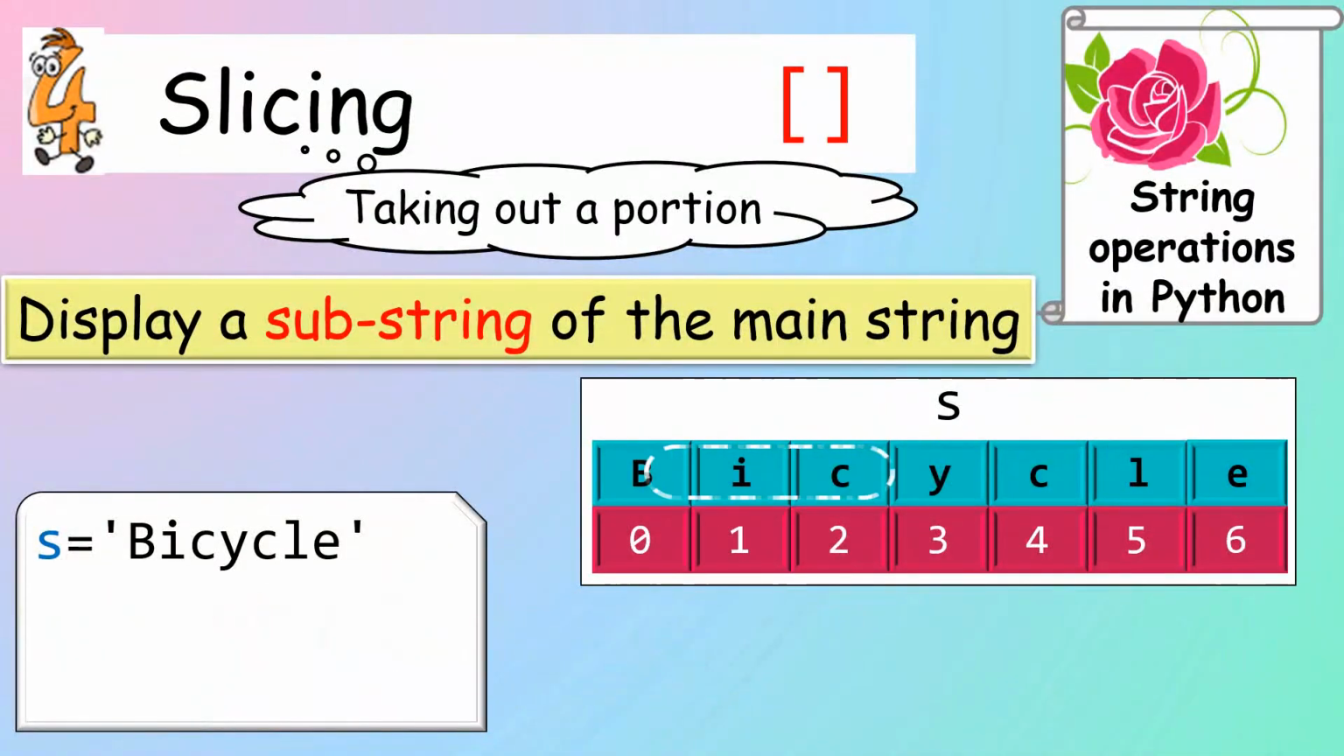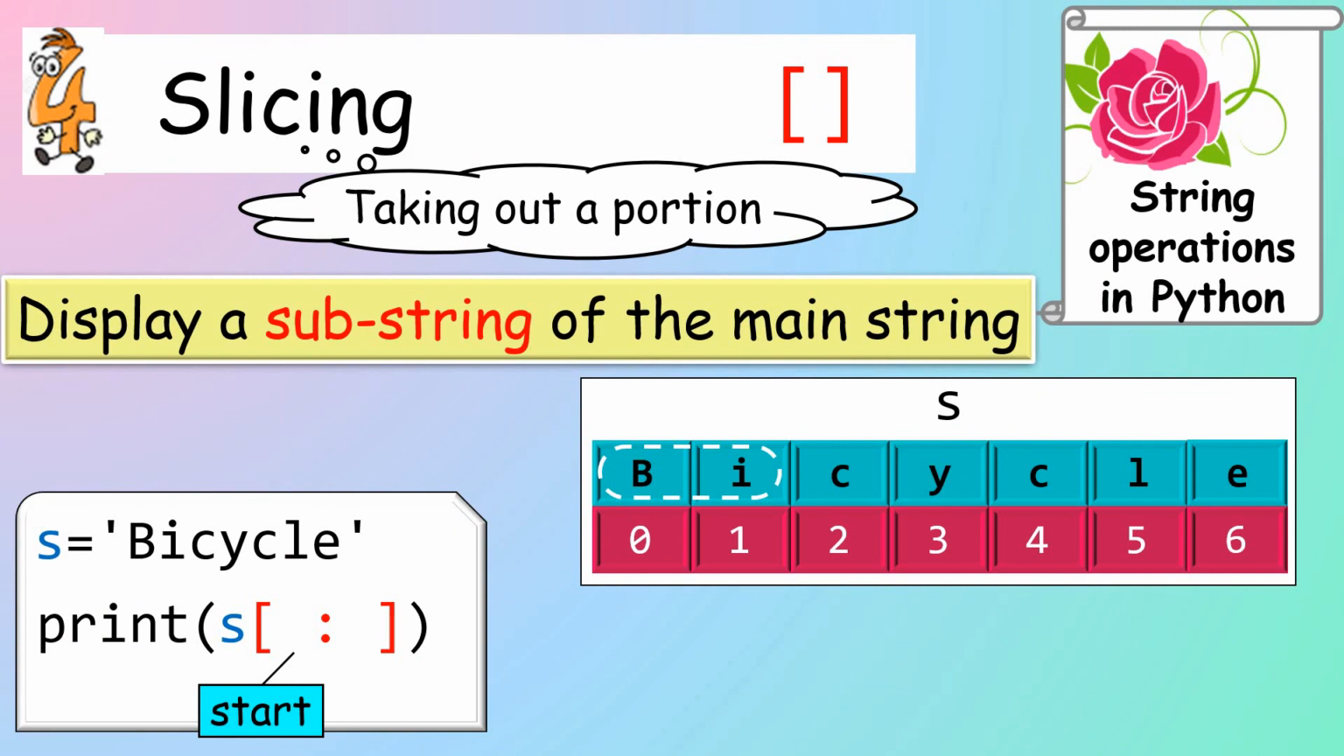Now I want to slice the substring bi from the main string bicycle. So let me write the print statement. Within the print statement, you write the name of the string object S, then take the slicing operator, which is the square brackets. Within the square brackets, place the colon, and before the colon you have to give the start index value, and after the colon the stop index value.